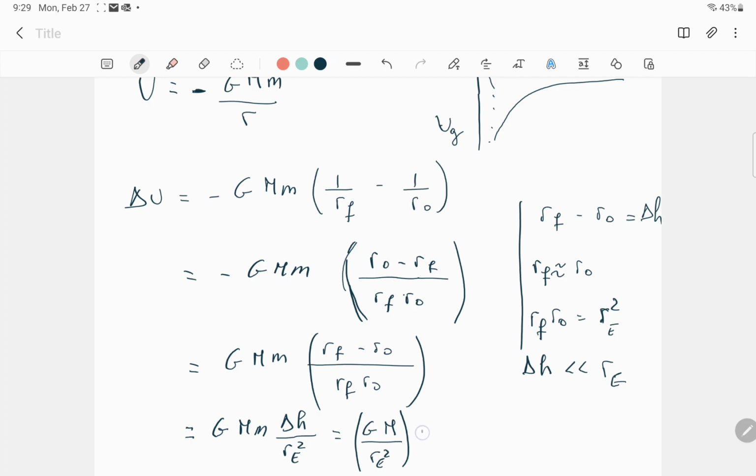I'm remaining with M and then delta H. But this quantity here in parentheses is g, right? The 9.8. So that's why this is mg delta H. I hope that this makes sense.